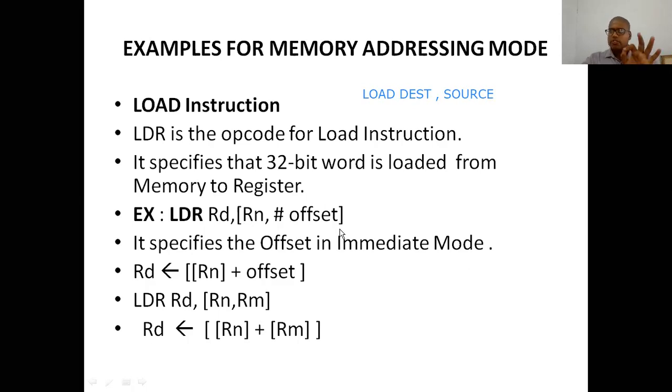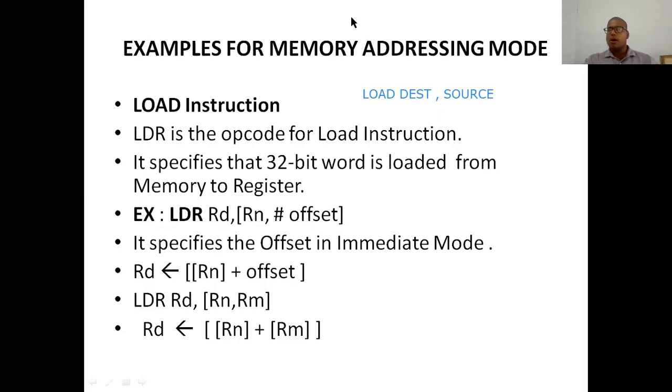Here if you observe carefully, the source is not given in a direct manner. The source is written in square brackets. Square brackets indicate memory locations. Whenever you encounter these kinds of square brackets, those are nothing but memory locations.